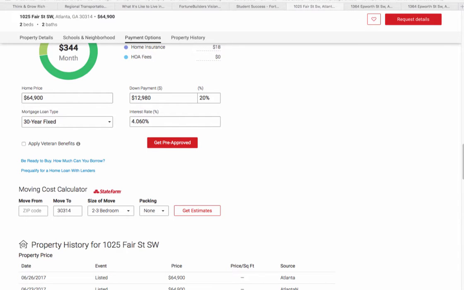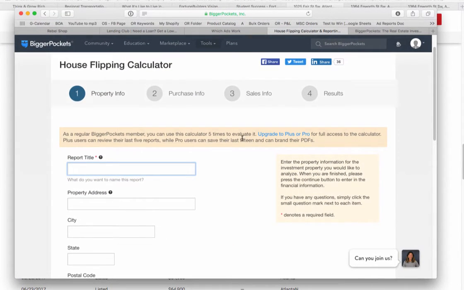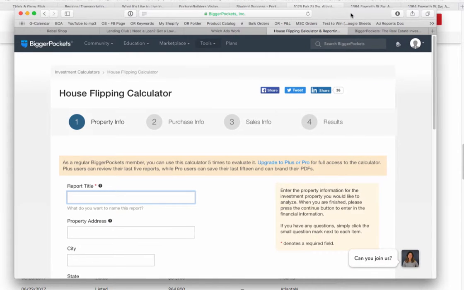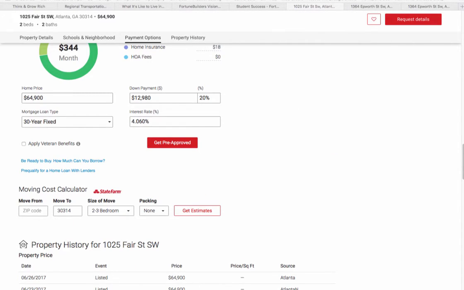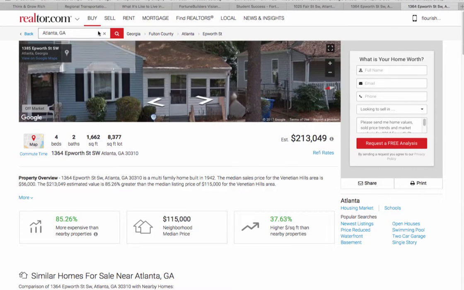All right, so I stopped myself a little bit trying to use the house flipping calculator by Bigger Pockets. And I got a little stuck. Originally, when I was trying to find a property, I found a decent property that would be worth the rehabbing investment.